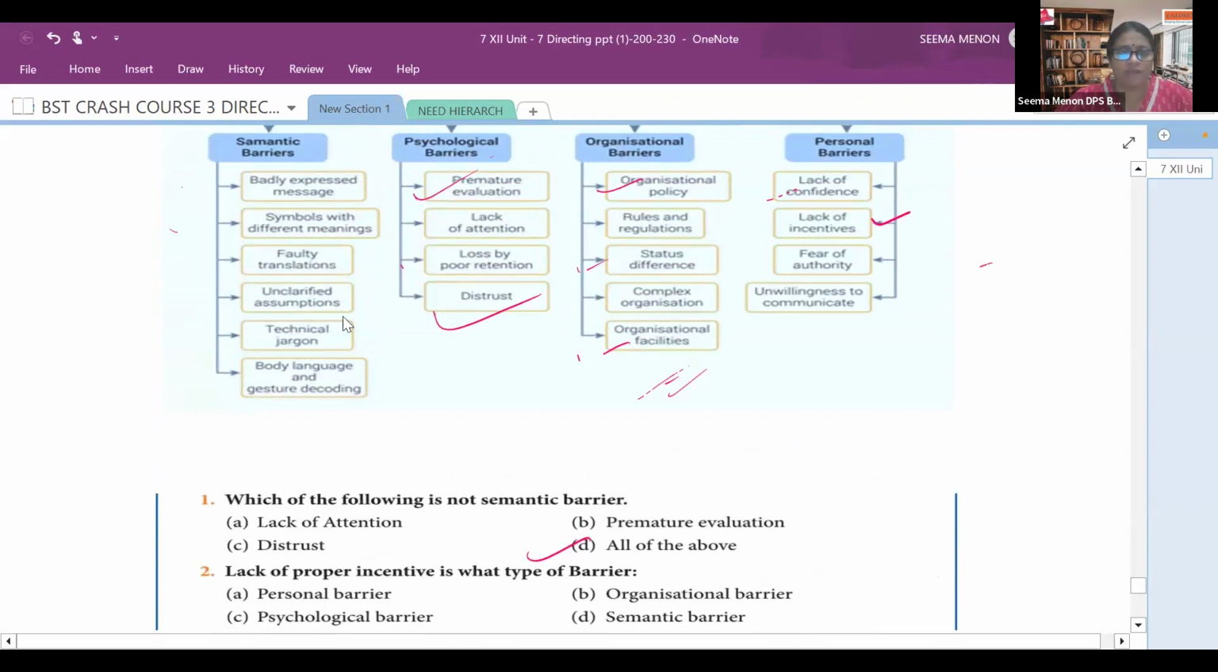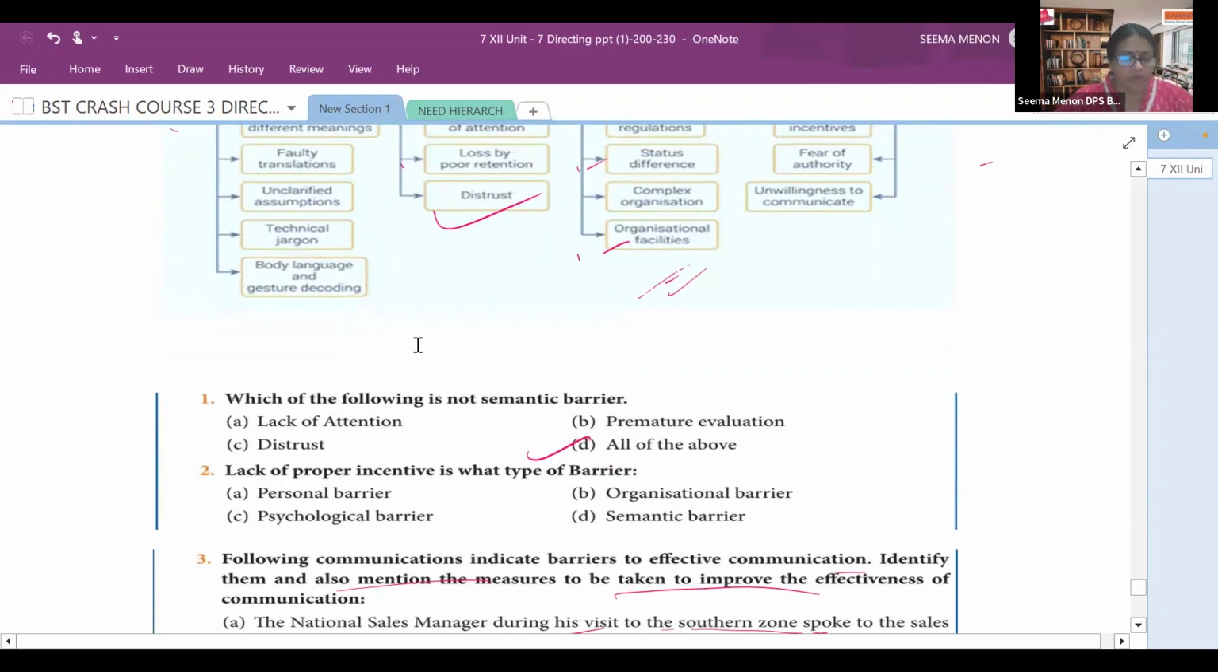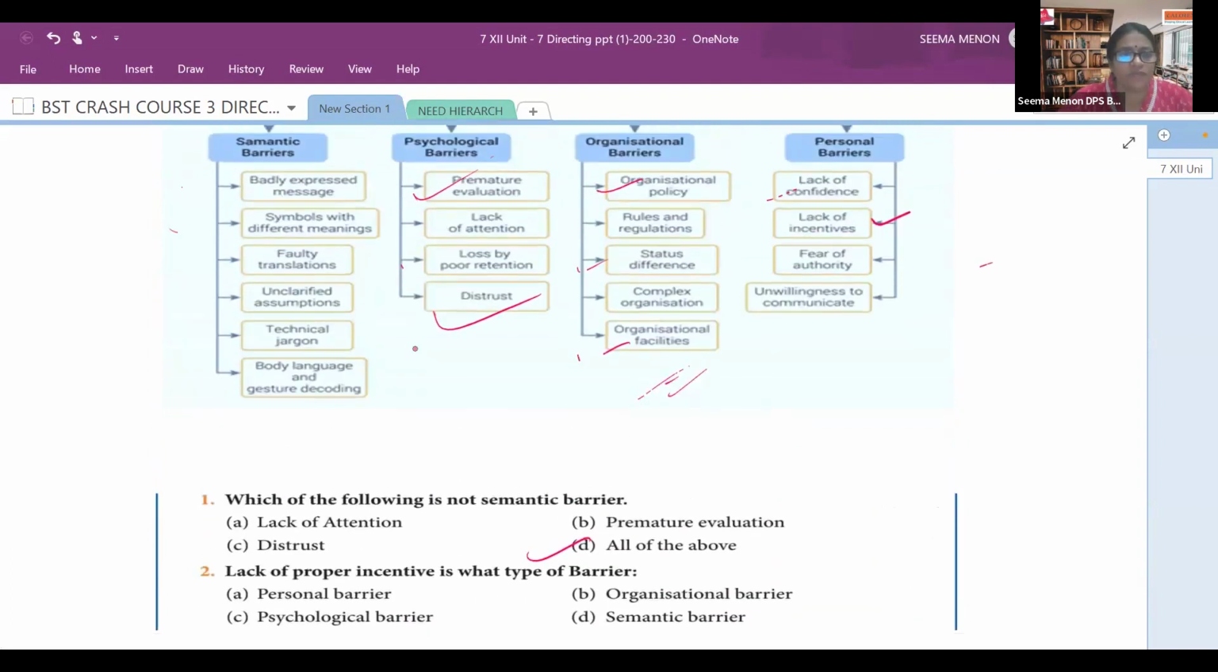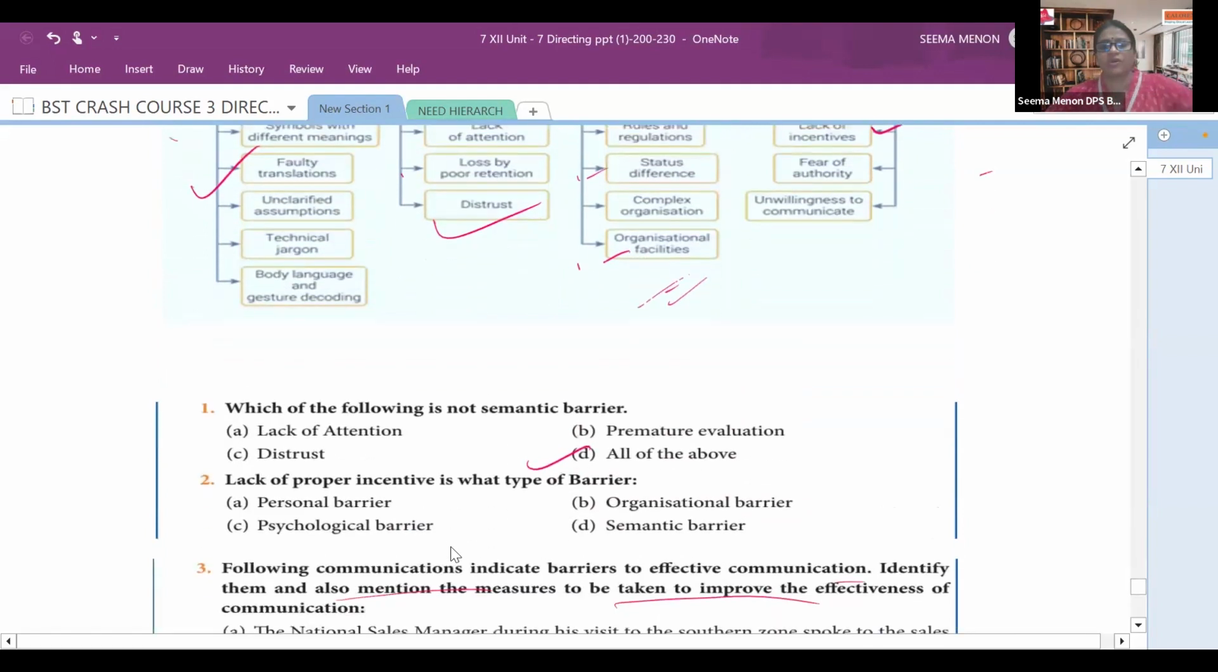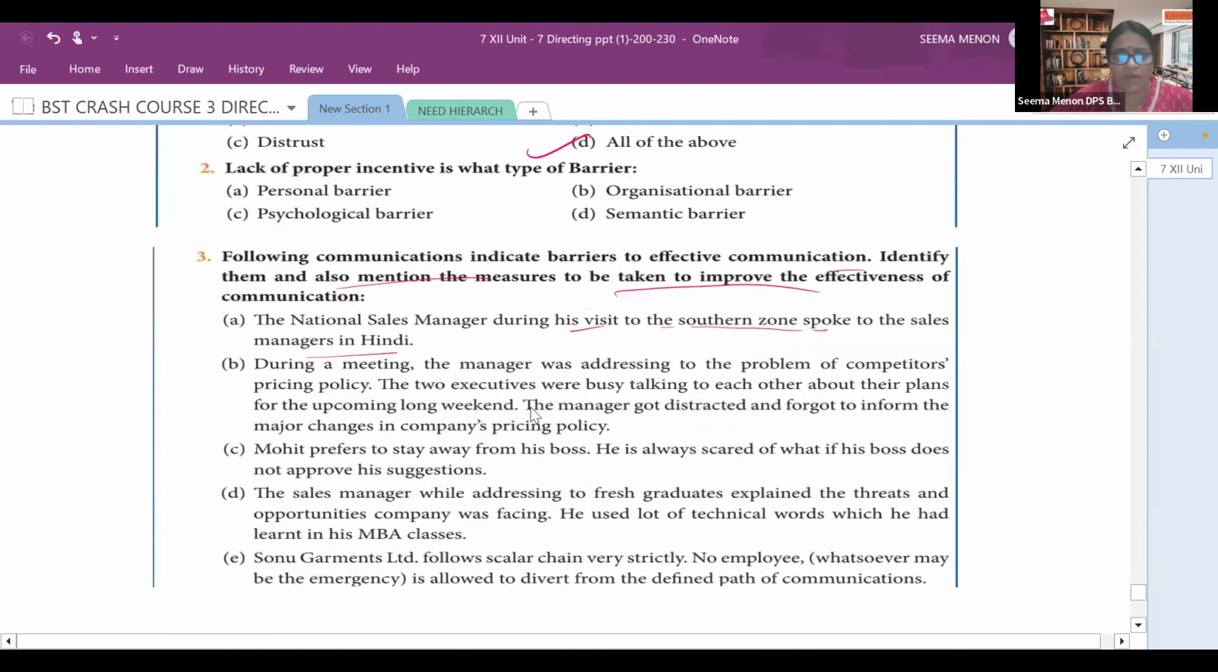So here what can be the reason? Faulty translation. Faulty translation will come here. What he is speaking in Hindi, he should translate into the South Indian language, the language in which we have to communicate. So faulty translation can happen. So which barrier will you identify? First you will write semantic barrier. In semantic, what will come? Faulty translation. You will be writing in that way.